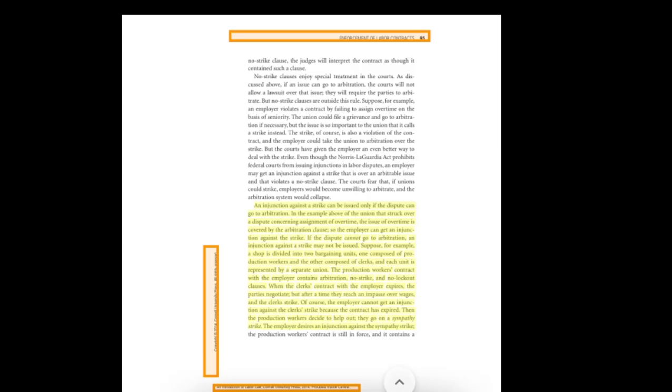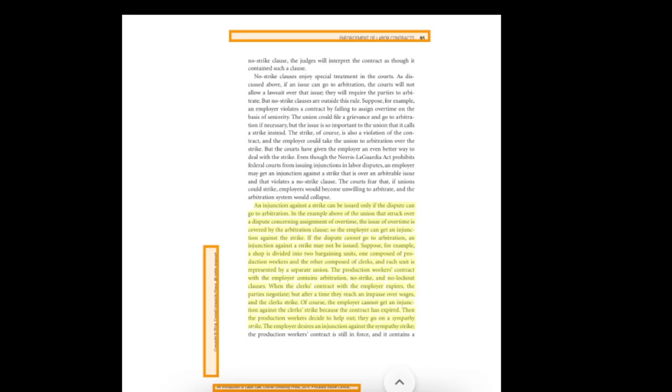Suppose, for example, a shop is divided into two bargaining units, one composed of production workers and the other composed of clerks, and each unit is represented by a separate union. The production workers' contract with the employer contains arbitration, no-strike, and no-lockout clauses. When the clerks' contract with the employer expires, the parties negotiate, but after a time they reach an impasse over wages, and the clerks strike. Of course, the employer cannot get an injunction against the clerks' strike because the contract has expired.